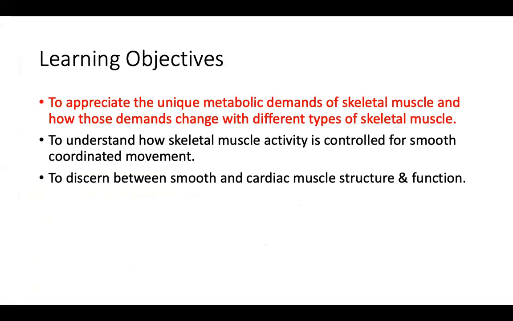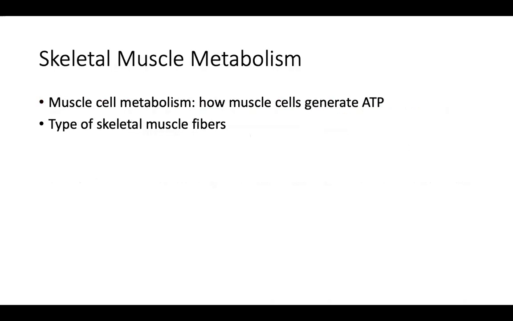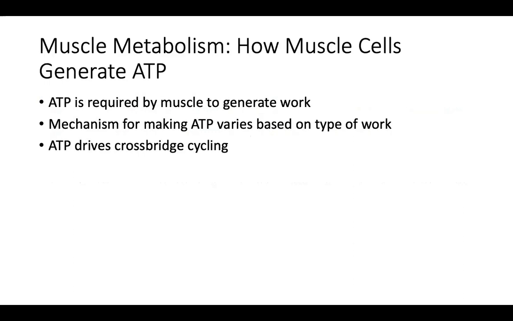How do muscles get their energy? How do different muscle fiber types use energy differently? How do they get the ATP that they need? There are different mechanisms by which muscle can do that. And so we're going to appreciate the unique metabolic demands of skeletal muscle and how these demands can change with different types of muscle. All right. We'll talk about how cells generate ATP, and then later on, we'll look at the different fiber types and how those different fiber types use ATP or generate ATP differently.